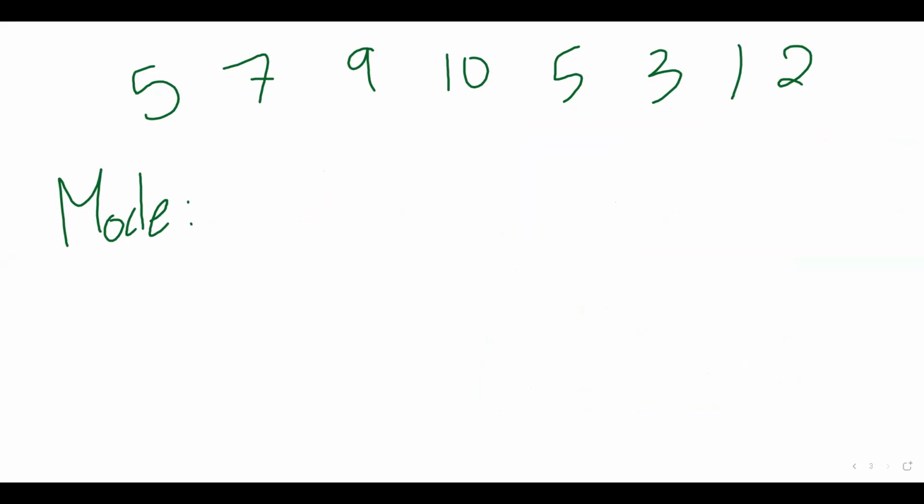Did I have 10 2 times? Or did I have 9 2 times, or 7 3 times? Which number has repeated more than one time? 2 times. I mean 5. 5, bravo. So you will tell me that the mode is 5. The number that occurs more than one time is 5.